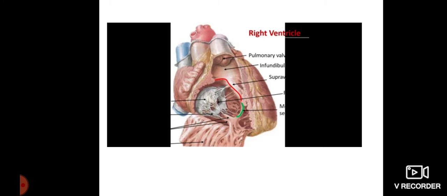So based on the number of cusps, the number of papillary muscles are present. If the number of cusps is 2, the number of papillary muscles would be 2. But on the right side, we know the cusps of the tricuspid valve are 3 in number, so automatically the papillary muscles are also 3 in number. And these papillary muscles are the anterior papillary muscle present on the anterior wall, the posterior papillary muscle present on the posterior wall, and a septal papillary muscle present in the interventricular septum.